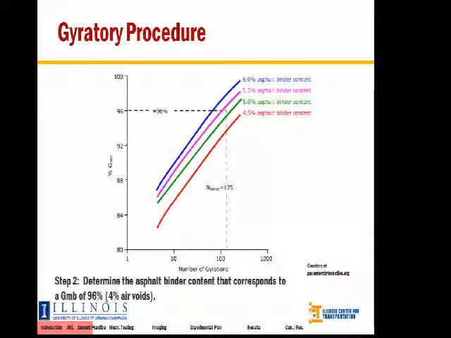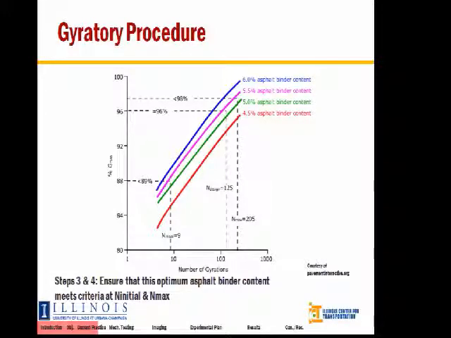We then look at the predefined N design, that critical number of gyrations from the specification table. In this case, 125. We are looking for the specific asphalt binder content that is going to give us that 4% air voids, or our 96% GMM, at that design number of gyrations, or 125 in this case. We then check the other 2 critical predefined gyrations, being N initial. We want to make sure that it's not too easily compacted, or it's generally referred to as a tender mix. And then N maximum. We want to make sure that this does not over-compact toward maximum.